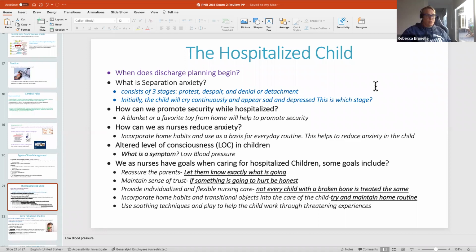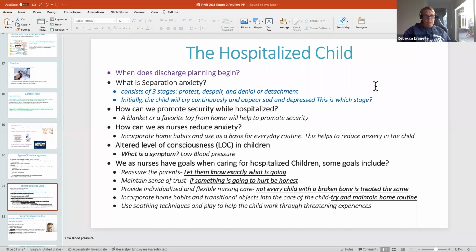So when you're dealing with hospitalized children, I mentioned this before, discharge planning really begins at hospitalization. And you need to remember that separation anxiety is real for kids, especially when they're in the hospital, because they're not used to being separated from their mom and dad all day, and parents have to work and they need to leave. So it's not unusual for them to have separation anxiety.